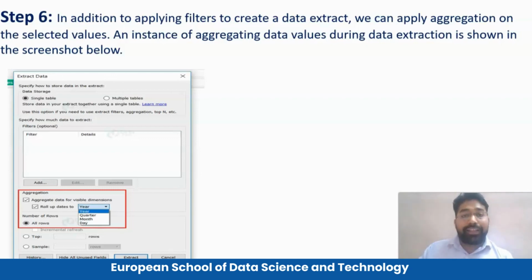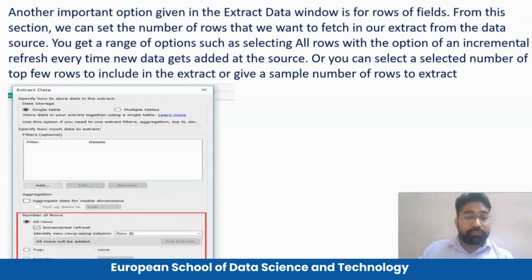The moment you do the extraction of the data, it will perform the extraction based on the row ID. Another important option given in Extract Data is the rows of the field, which I had discussed. This is the number of rows as per the column. From this particular section, we can set the number of rows that we want to fetch from the huge data set available with us.